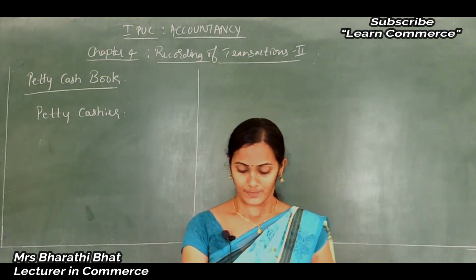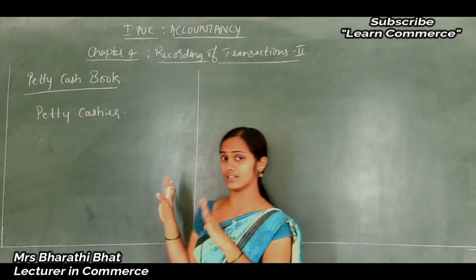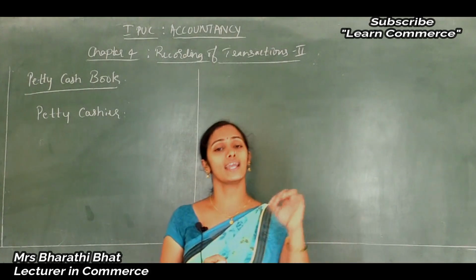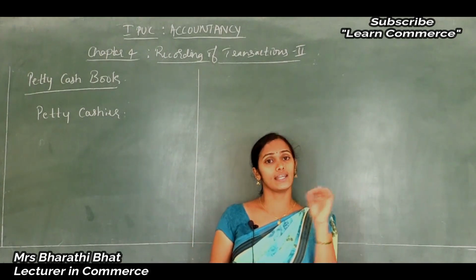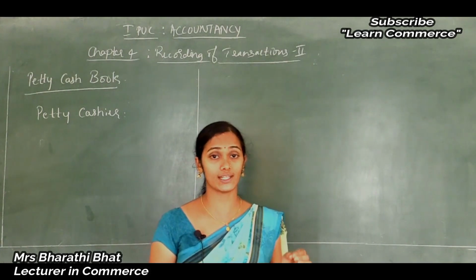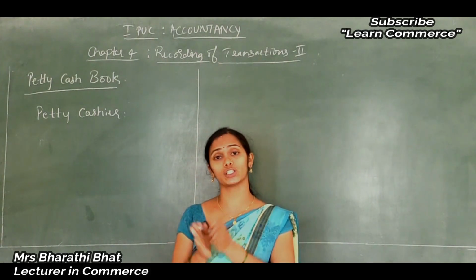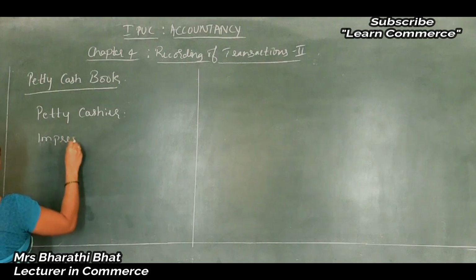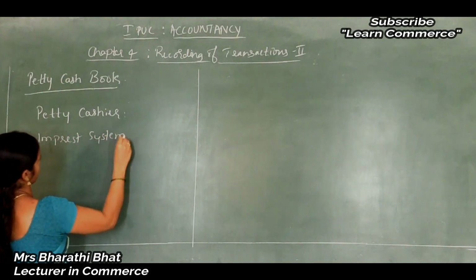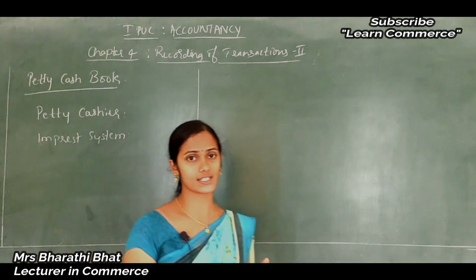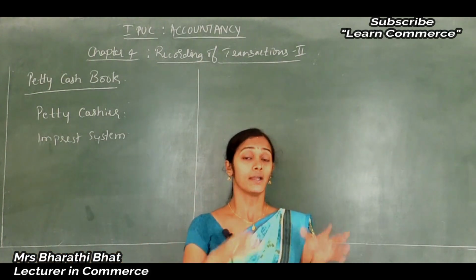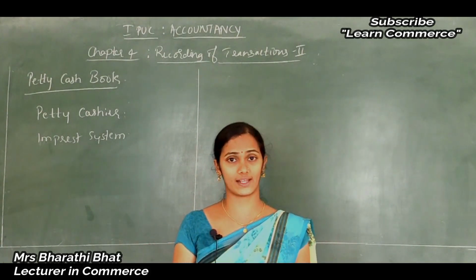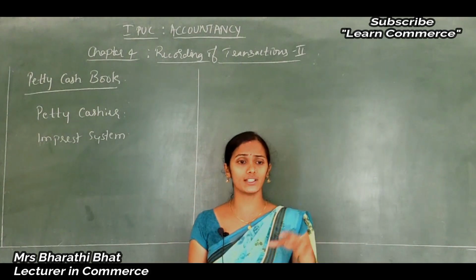So here this petty cashier prepares a cash book called the petty cash book, in which he records only small payments. The petty cashier works on the basis of the imprest system. Imprest system means in the beginning of the accounting period, the main cashier gives a sum, say for example 2000 or 1000 or 1500, to the petty cashier.